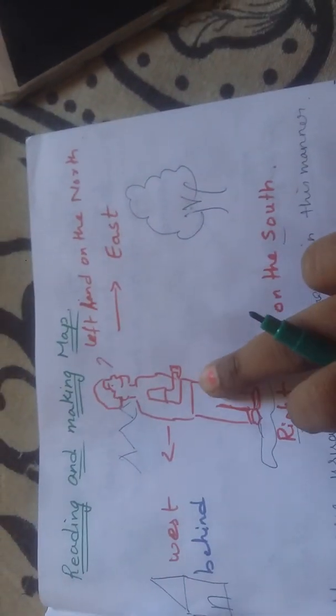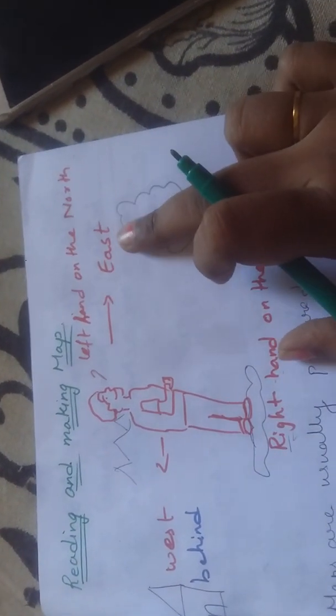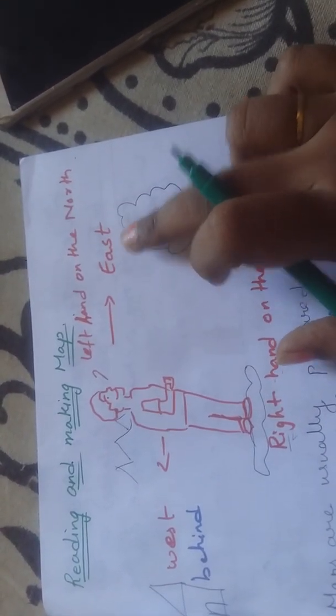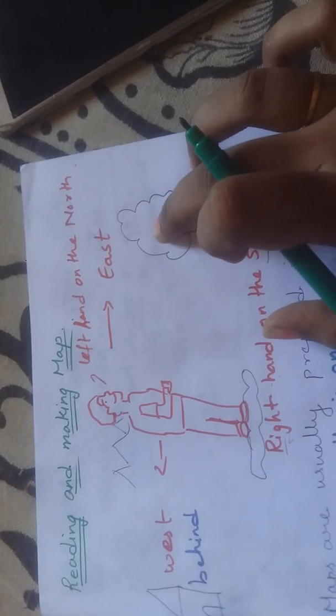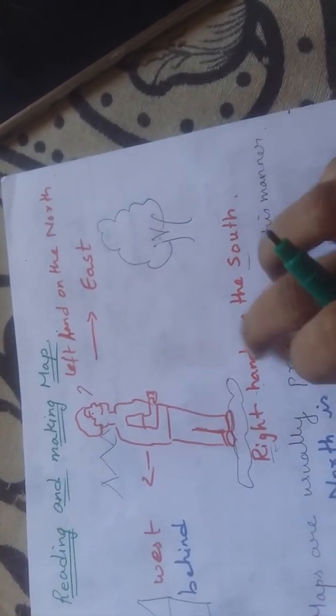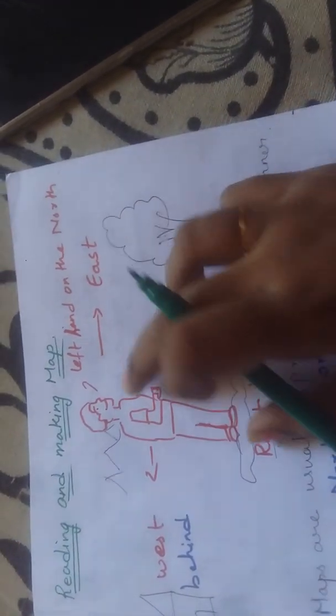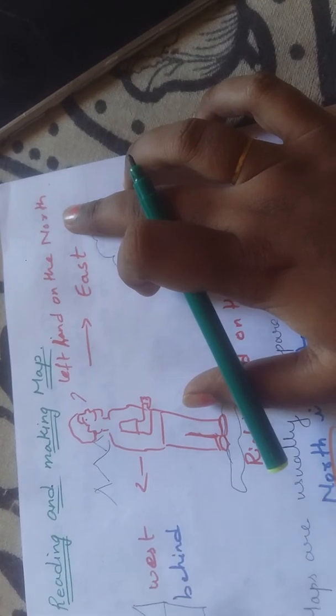Okay, here you can see one boy is standing. The boy is facing the east direction. Where is it? One tree is there. When a boy is facing the east direction, the right side of his hand is showing the south direction and the left hand is showing the north direction.